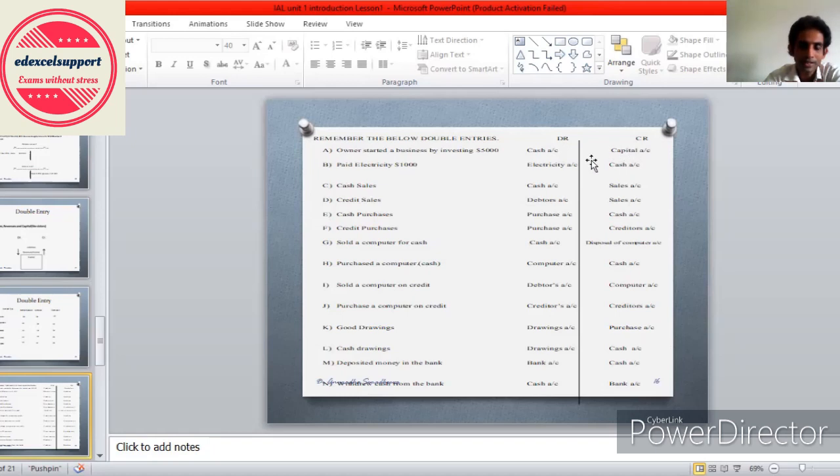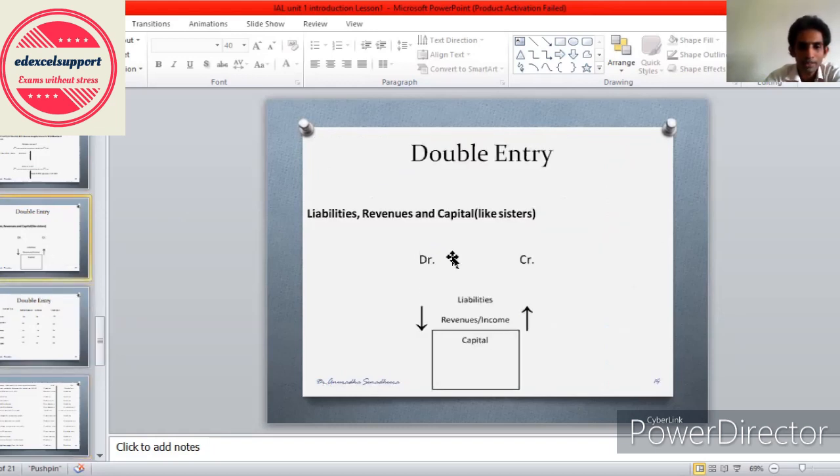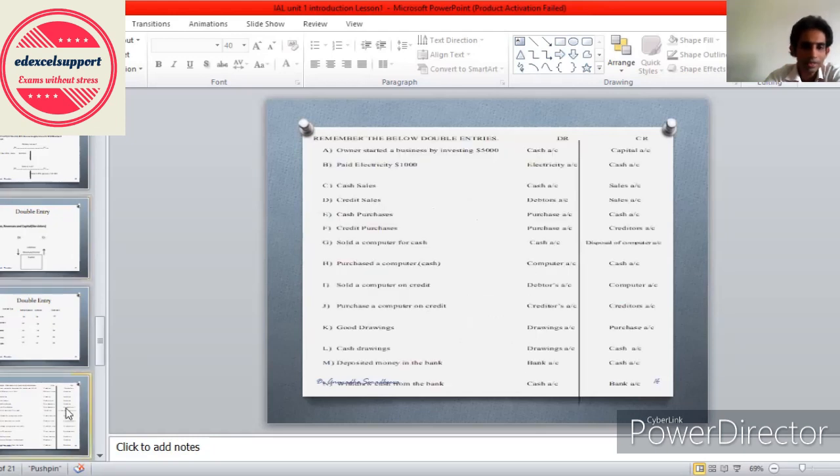Capital comes under the three sisters, and when they increase, it should be credited. Therefore, the capital account will be credited. Again, if I go to that particular rule, capital increases, credit. So that's why we credited.